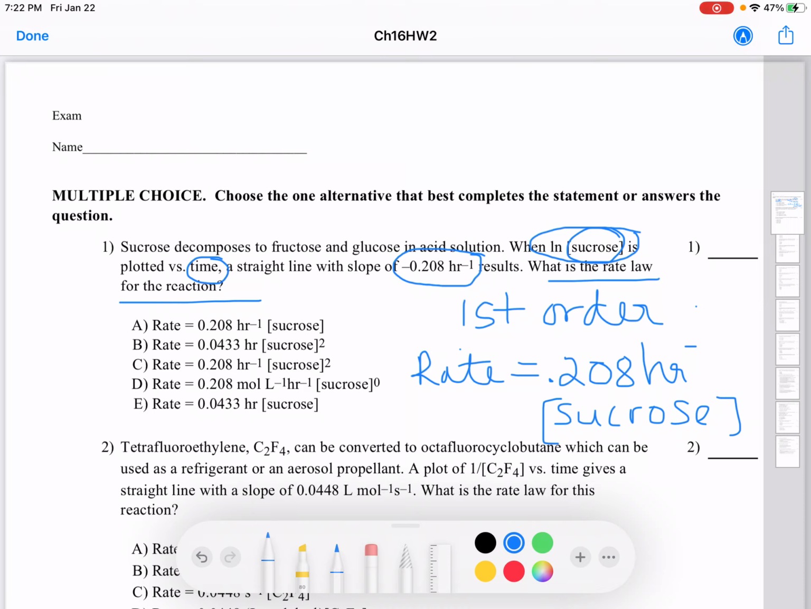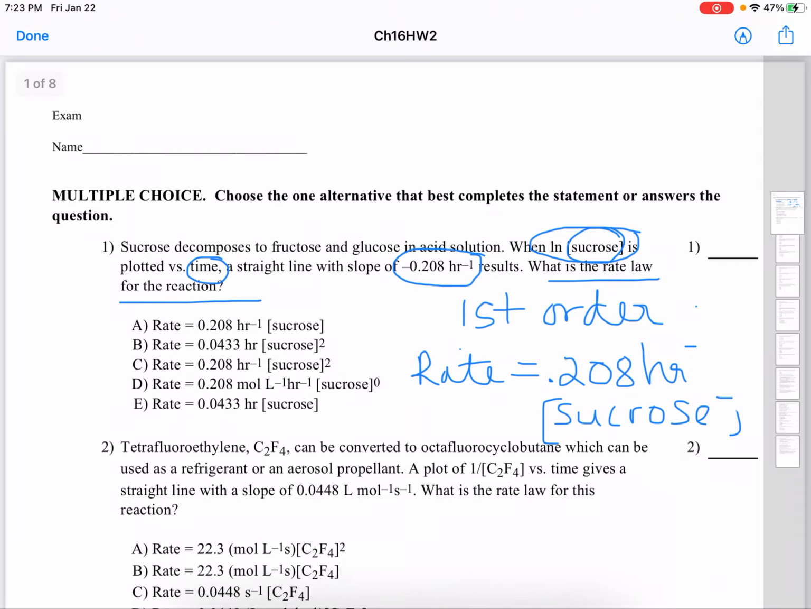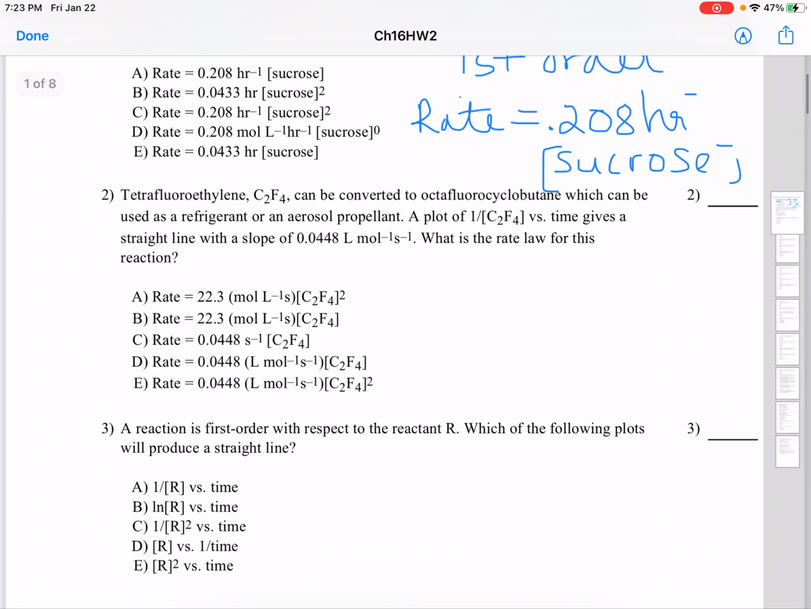If it is second order, then you have to put a 2 right there, if we were given the second order units for the rate constant, as well as a graph drawn to get a straight line based on the second order parameters. Okay, so this is first order, so because of that the rate is going to be something like that. That is the answer for that one.